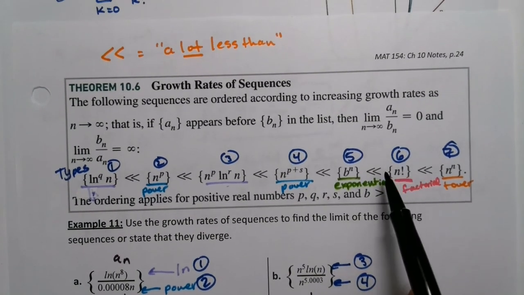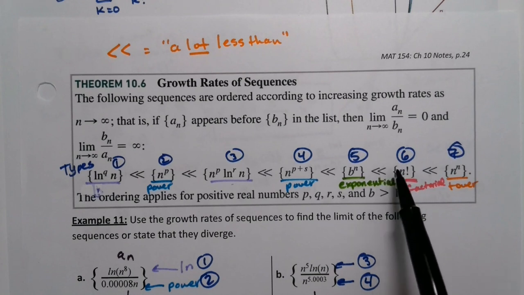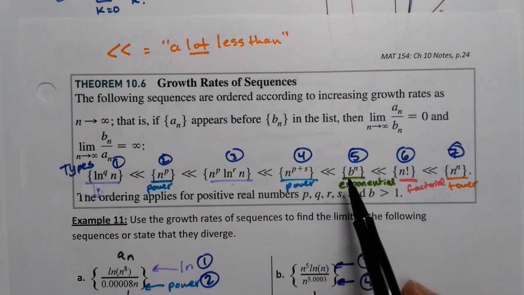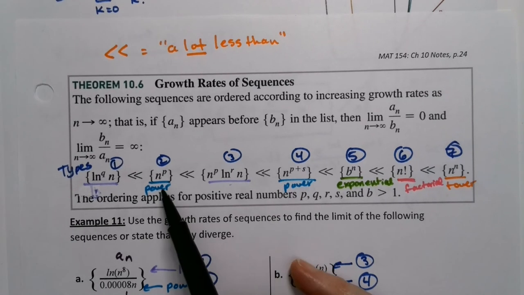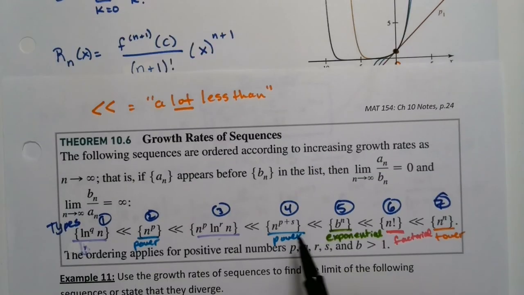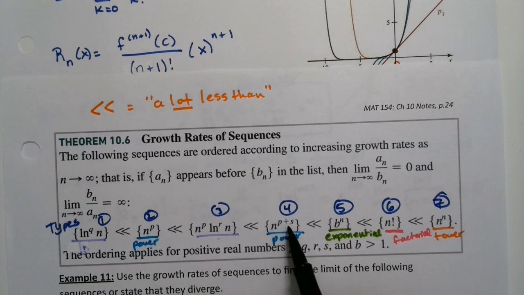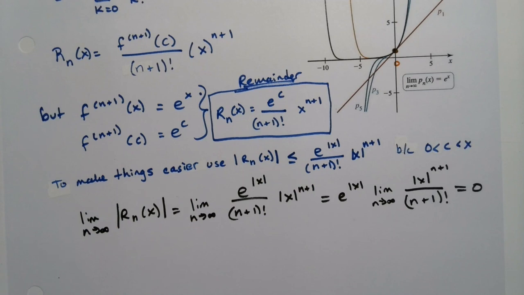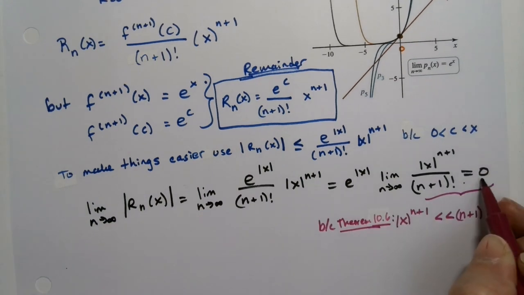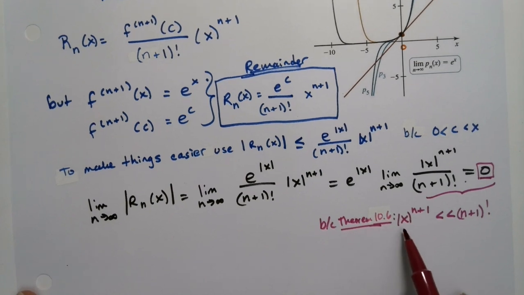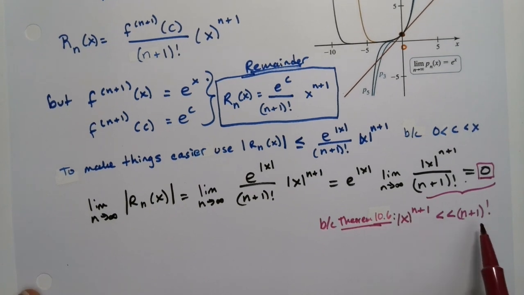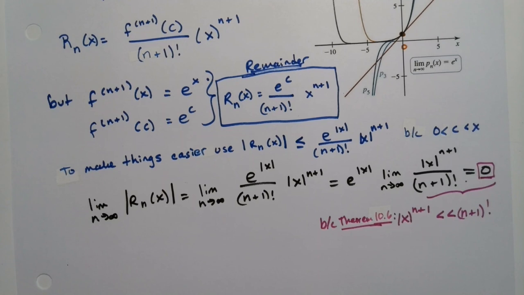It's because of this growth rate of sequences. Factorials are always larger than a power function, which is what we have. Actually, it's kind of that power function. Either one. X to the n plus 1, right, is way smaller than a factorial. And that's why this is 0 right here, because of that theorem 10.6, the power function will be significantly less than the factorial function.